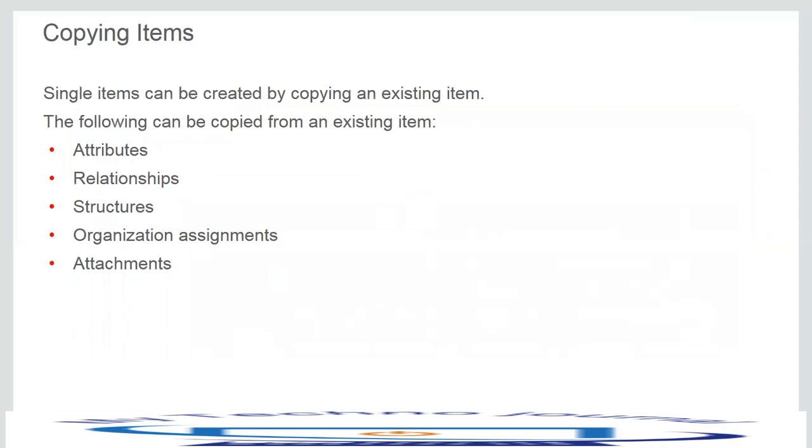When you're copying the items, that is, if you select create an item from a copy, then these are the ones which can be copied: attributes, relationships, structures, organization assignments, and attachments. So we can specify what all things we want to copy when you are creating an item from a copy of an existing item.